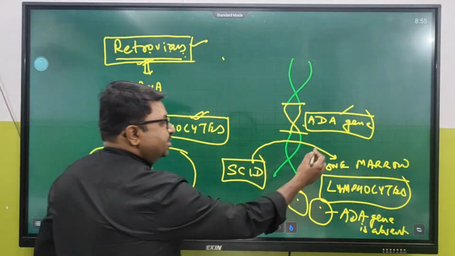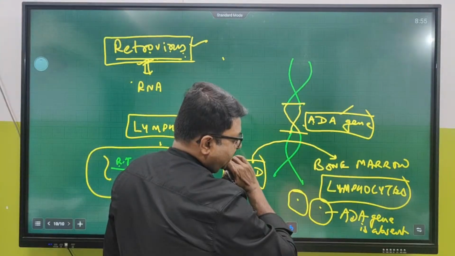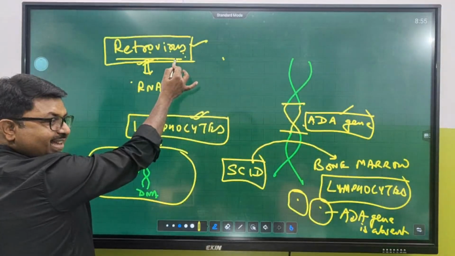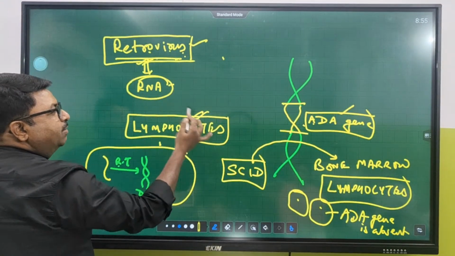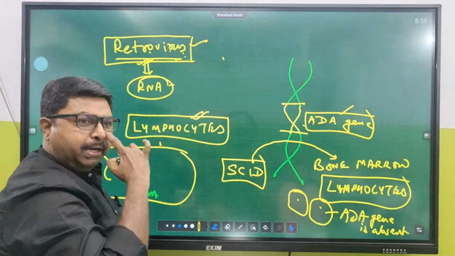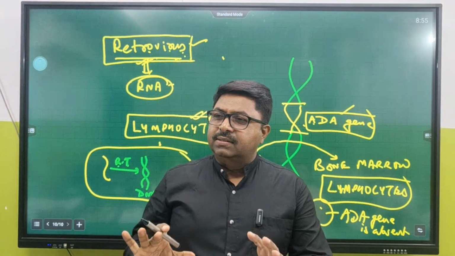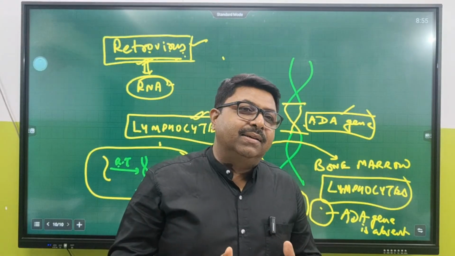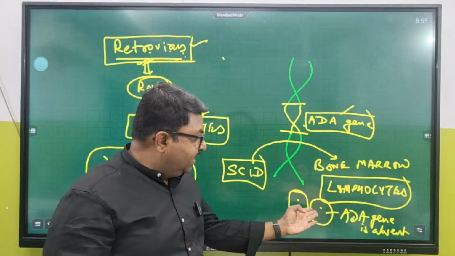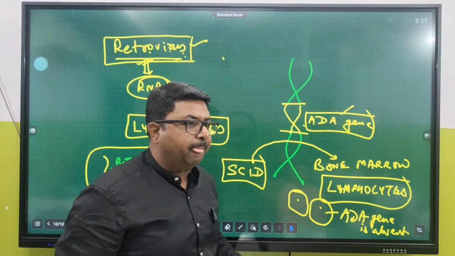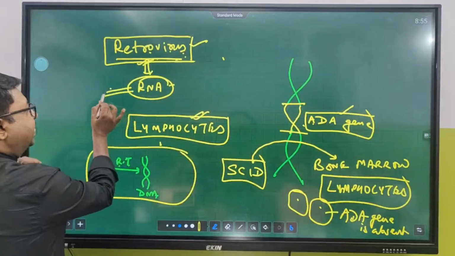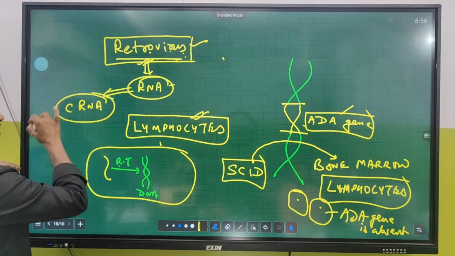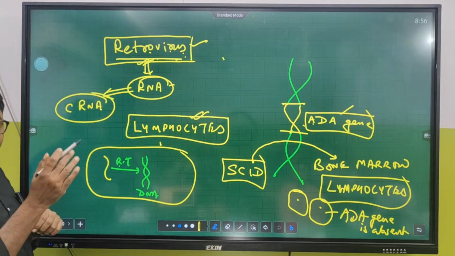Now, the ADA gene from the close relative will be taken and introduced inside the retrovirus. The retrovirus doesn't know what it has, but we know. We have done it. We took the retrovirus, inserted the ADA gene inside it, and allowed the RNA virus to infect these cells having no ADA gene. So when a retrovirus is going to make DNA from this RNA, what do we call this?